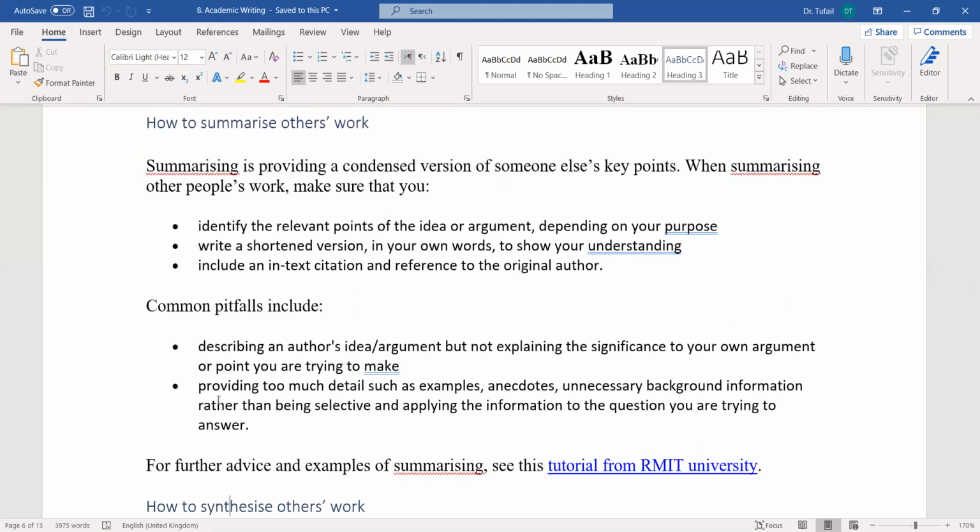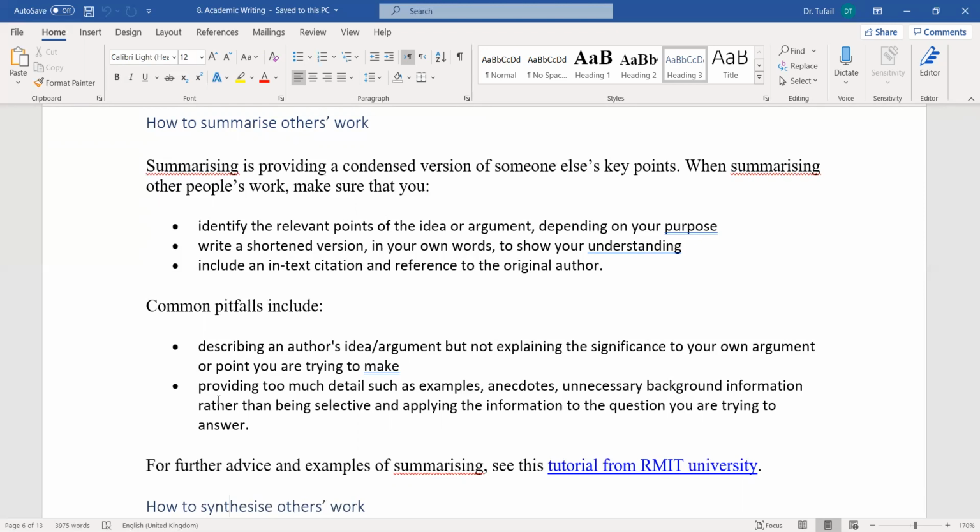So what you do in the text, when you summarize the ideas of any writer, in the end you put in brackets, for example, Ali 2014, page number 7. You mean that in Ali's book, published in 2007, on page number 14, he has discussed these things. But what are the shortcomings, the pitfalls of summary writing?